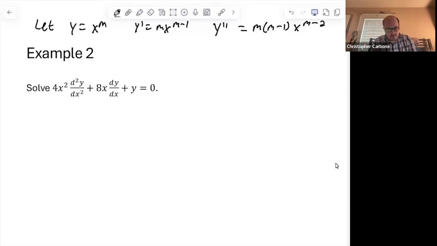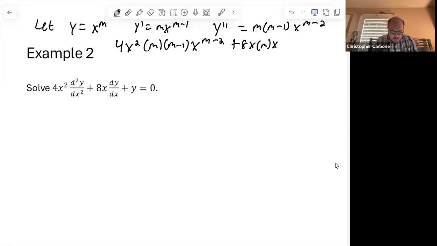So popping that inside of here, we're going to get 4x squared times m times m minus 1 times x to the m minus 2, plus 8x times m times x to the m minus 1, plus x to the m. So we can specifically factor an x to the m power from all of these. We can combine to simplify that.